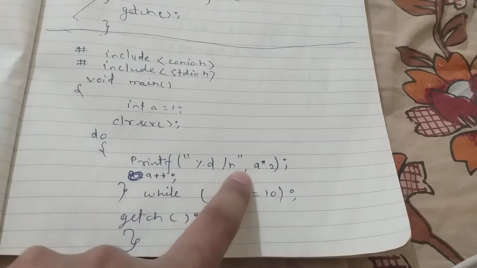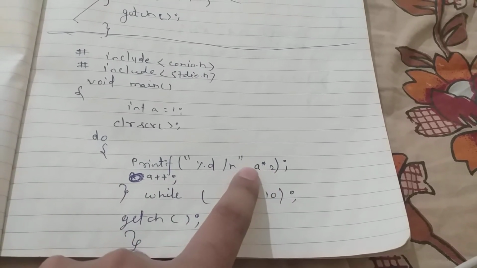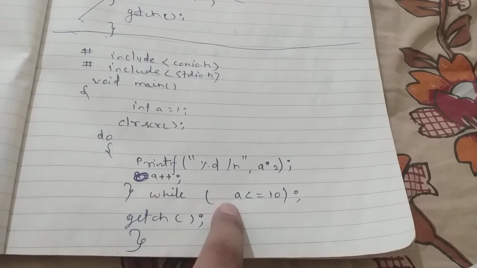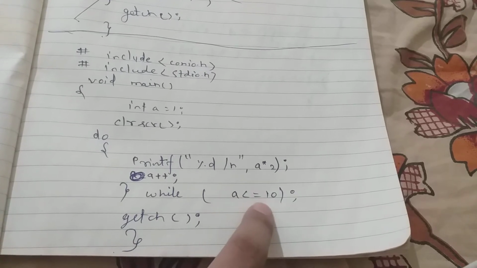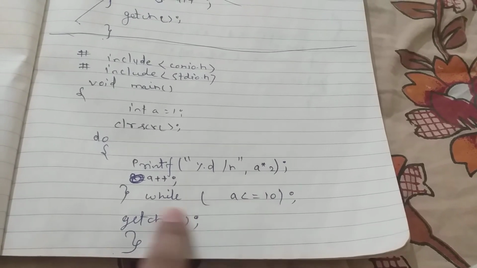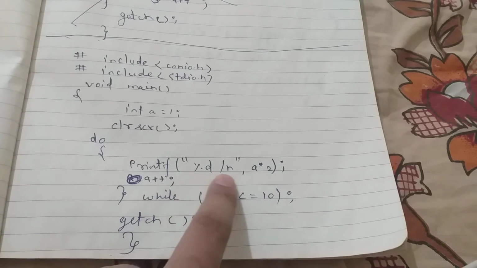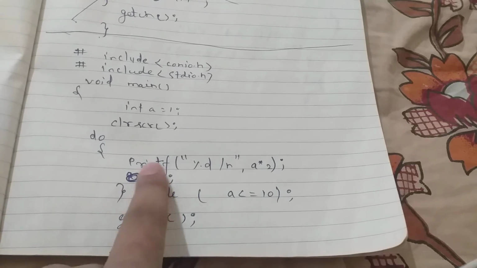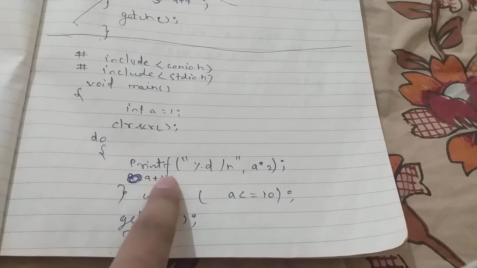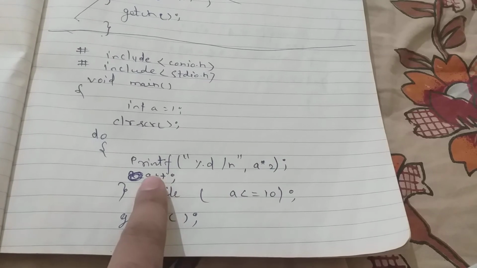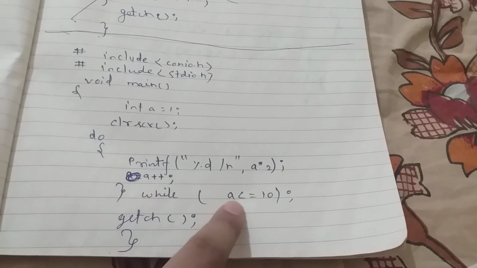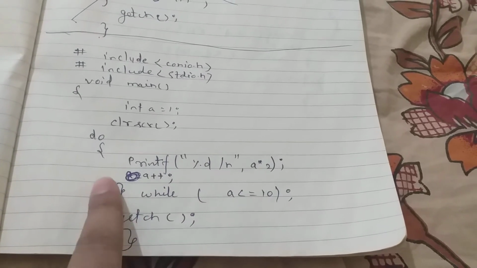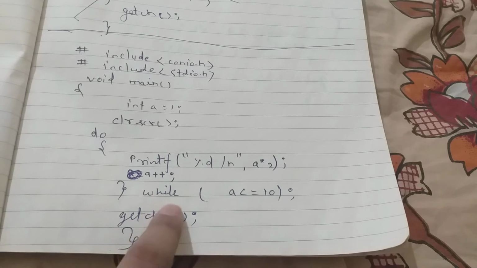When we come to a equal to 9, 9 into 2 is 18, 18 is printed, then a is incremented and its value becomes 10. 10 is less than or equal to 10, yes, the condition is true. Then again it enters the loop, the value of a is 10, 10 into 2 becomes 20, 20 is printed, and after that the value of a is incremented, it becomes 11, a equal to a plus 1, 10 plus 1 becomes 11, and 11 is not less than or equal to 10, that's why this condition is false, and the control exits the loop.